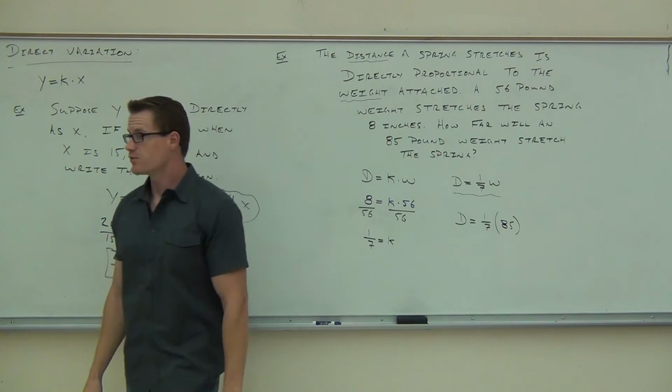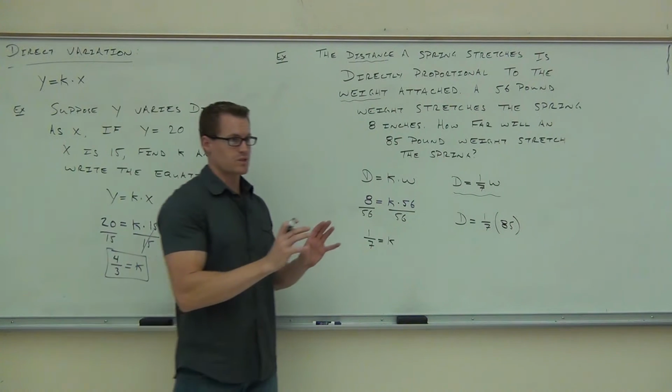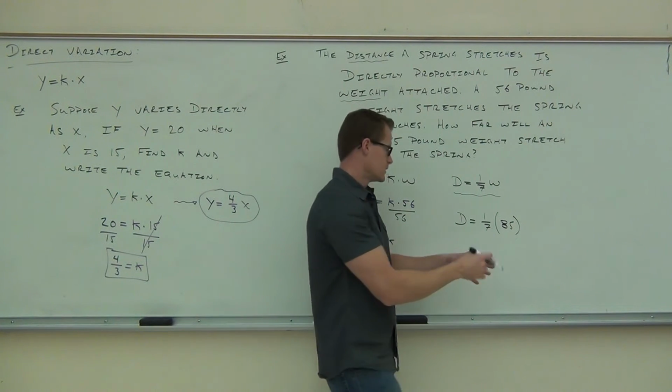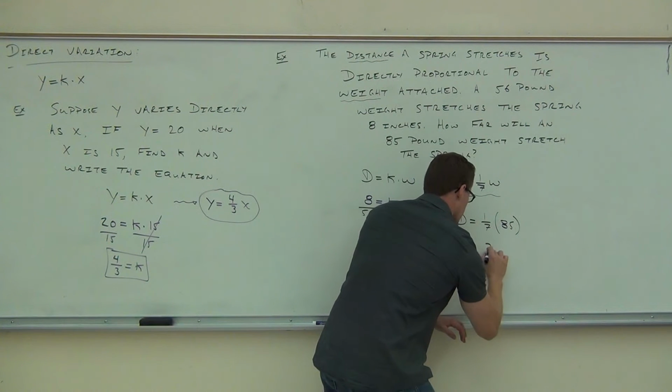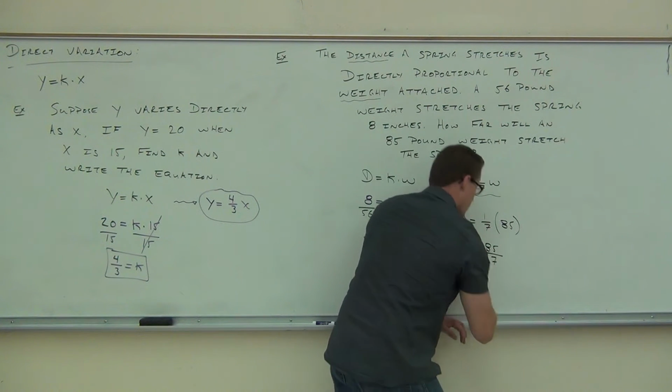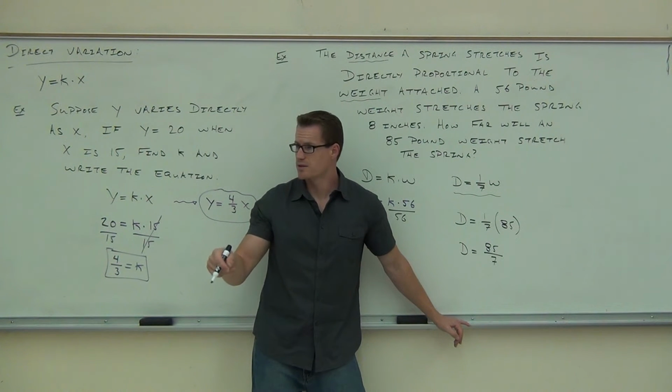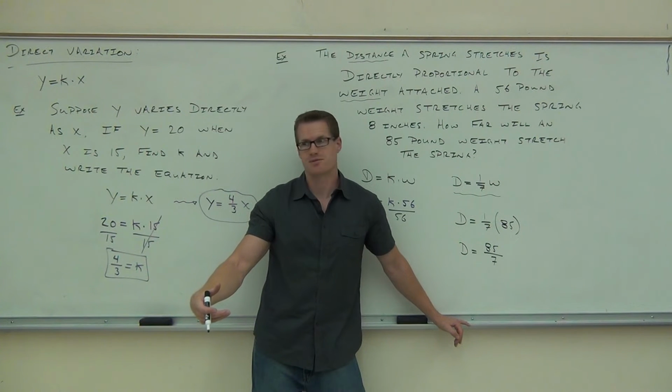1/7 times 85, well, 7 really doesn't divide the 85 evenly, does it? Okay. So we can write the distance equals 85 over 7. 85 over 7 what, though? What are we talking about here? So make sure we're using our units correctly. This isn't stretching feet or anything, right? It's definitely not stretching miles.